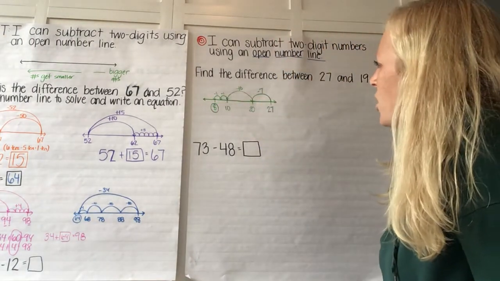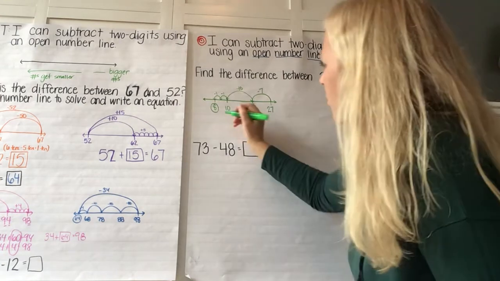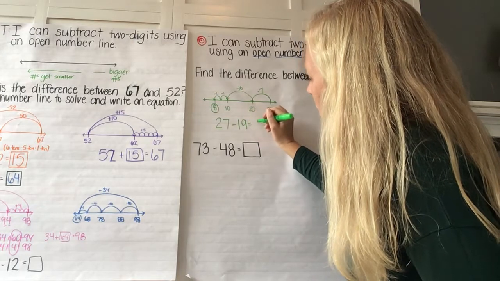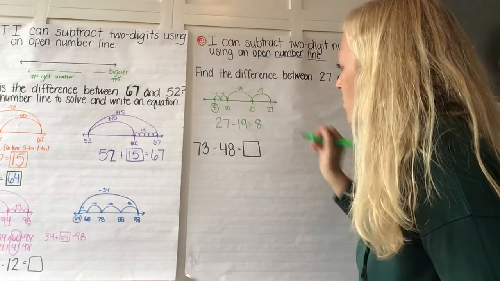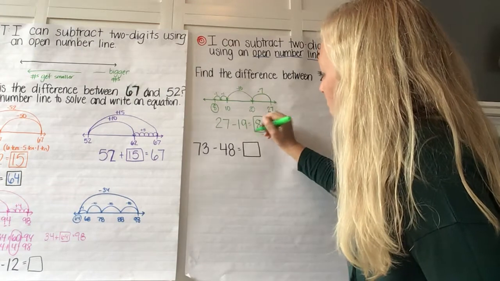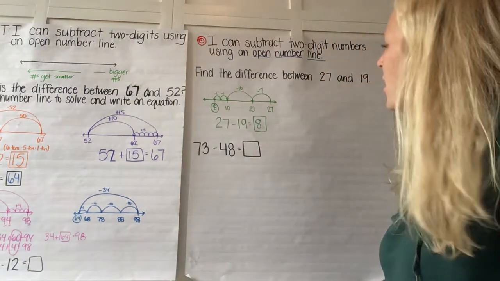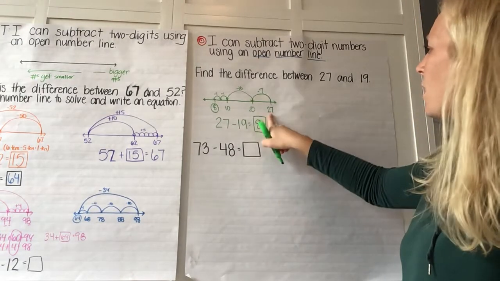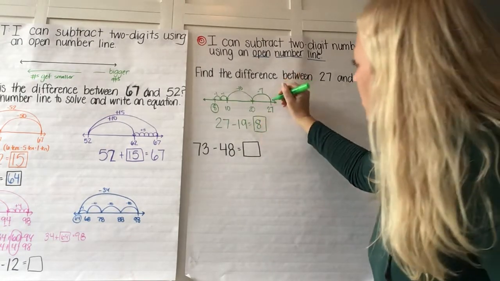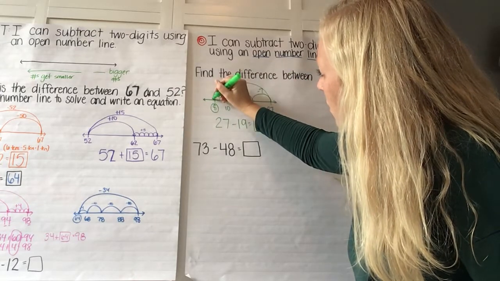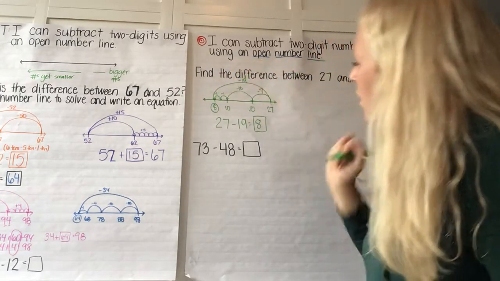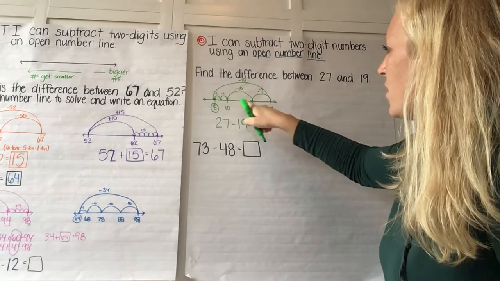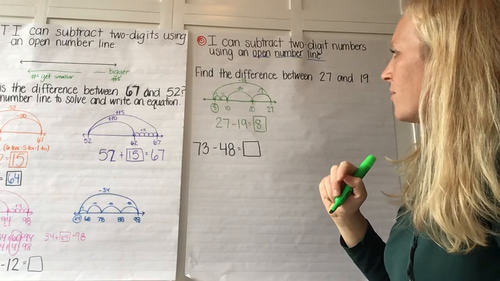Okay, so what equation did you write to match this work? And what's your unknown? That's your difference, okay? Okay, so let's break this down a little bit. Where's your 27 in your work? And where's your 19? Okay, now can I ask you, why did you make a jump of 7 and then you did 2 after that?